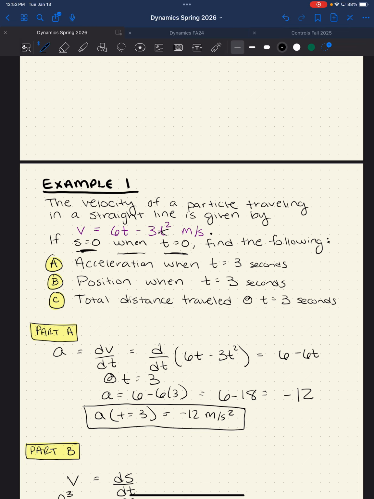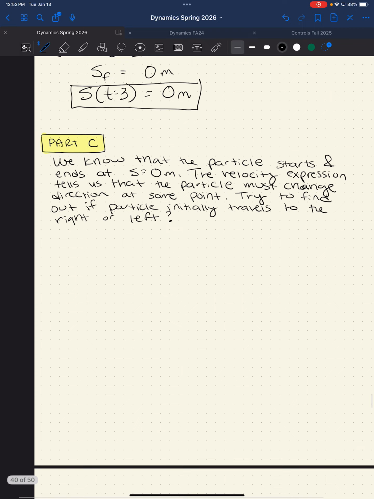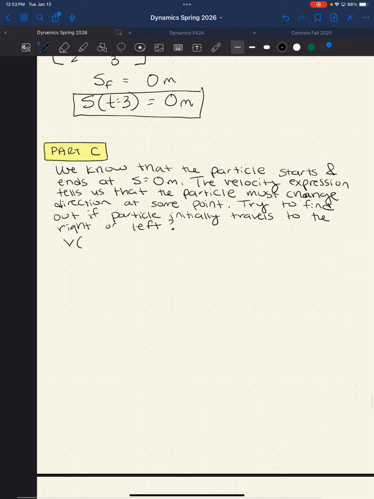At t equals 1, I have 6 minus 3. Is that positive or negative? Positive. So now we know that we are initially moving to the right. v of t equals 1 equals 6 times 1 minus 3 times 1 squared equals 3, which is positive.